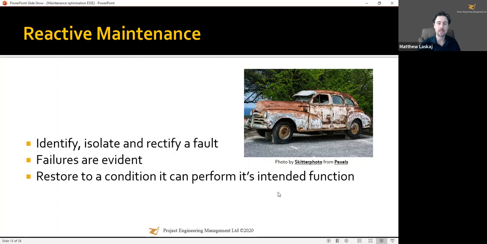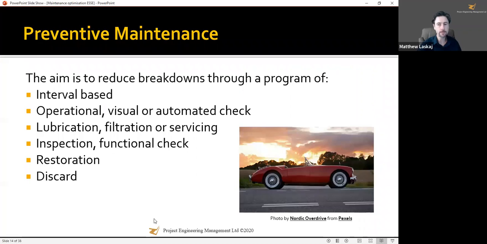Again, the key word here is the intended function. We only need to have it running back to the intended function. We don't need to improve it. We don't need to do anything else.